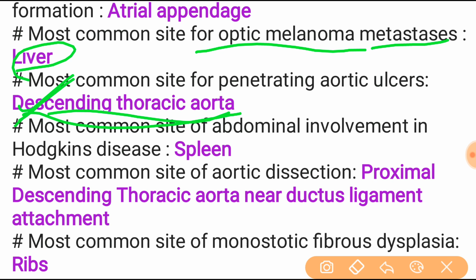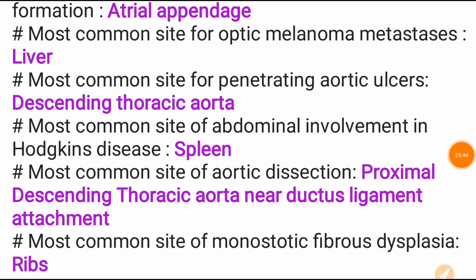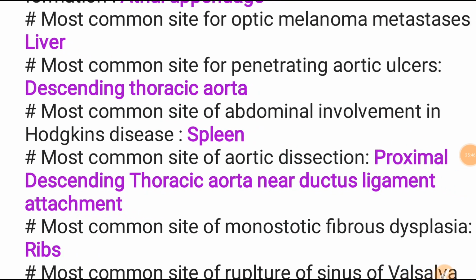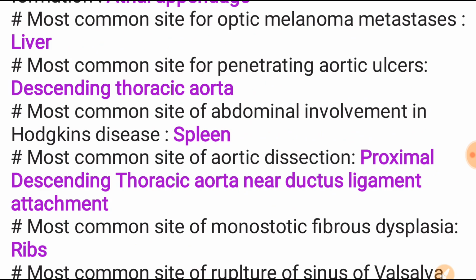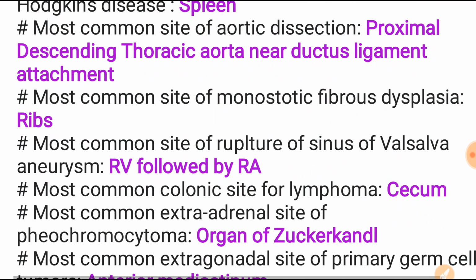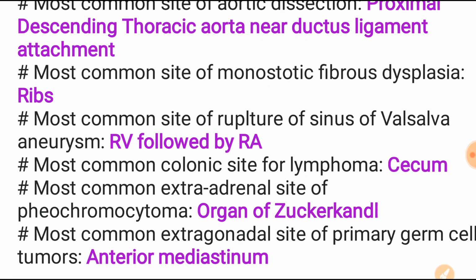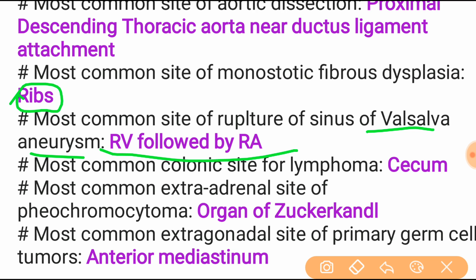The most common site of abdominal involvement in Hodgkin's disease is the spleen. Most common site of the aortic dissection is the proximal descending thoracic aorta near the ligamentum arteriosum attachment. The most common site of monostotic fibrous dysplasia will be the ribs. The most common site of rupture of the sinus of Valsalva aneurysm is the right ventricle, followed by the right atrium.